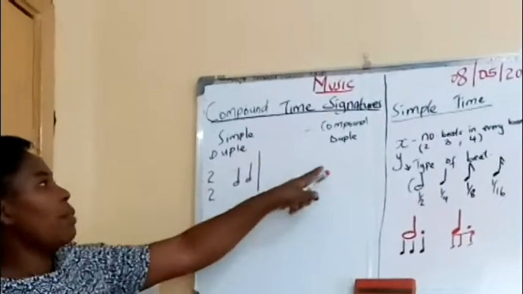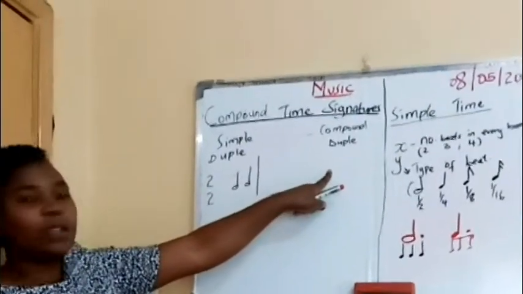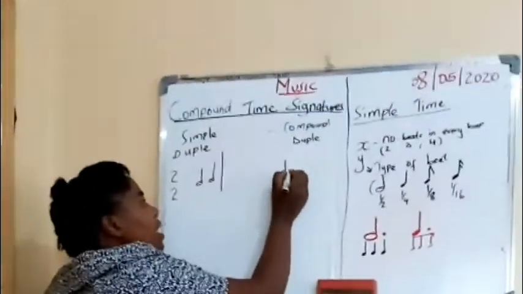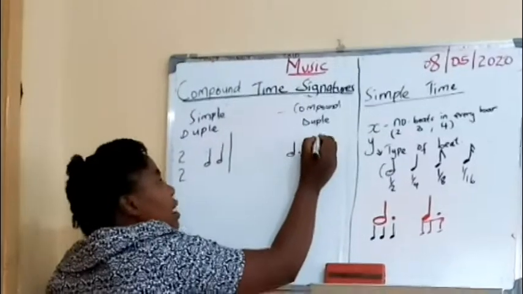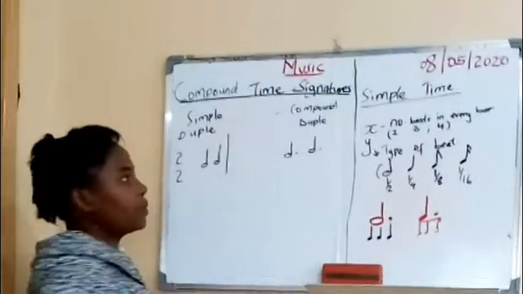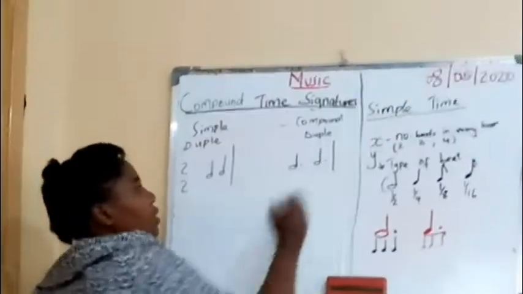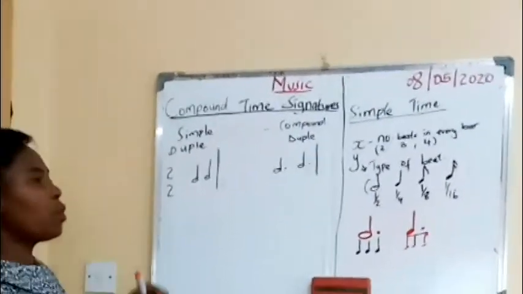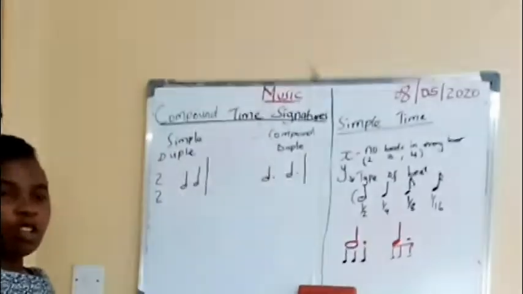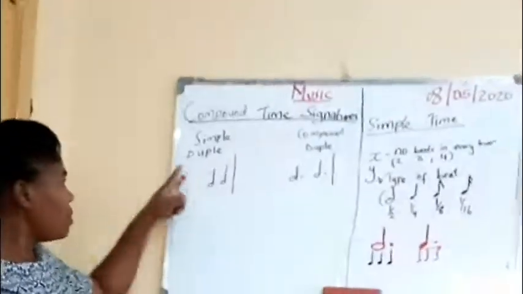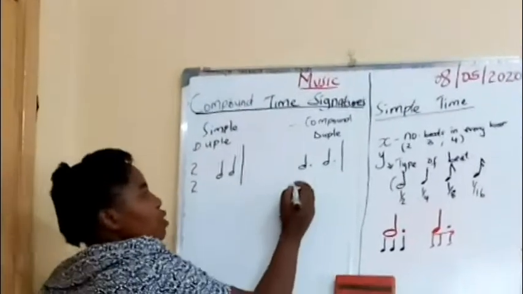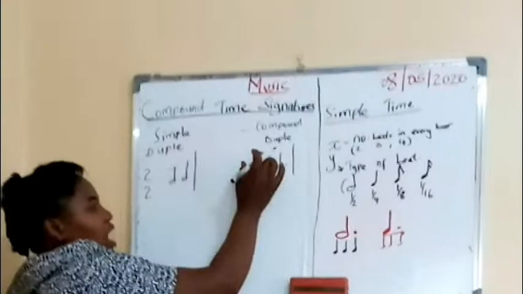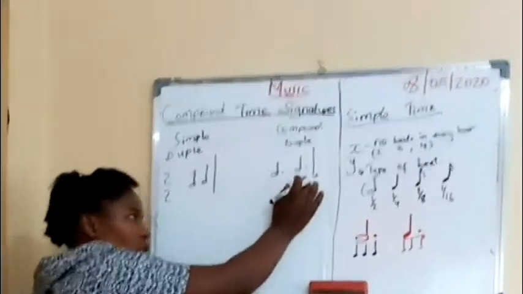Now, what will happen in compound time? We are going to have 2 dotted minims in every bar. So, how are we going to write this one? Before you write the time signature, you are going first of all to break this into 3 equal notes and this one into 3 equal notes.